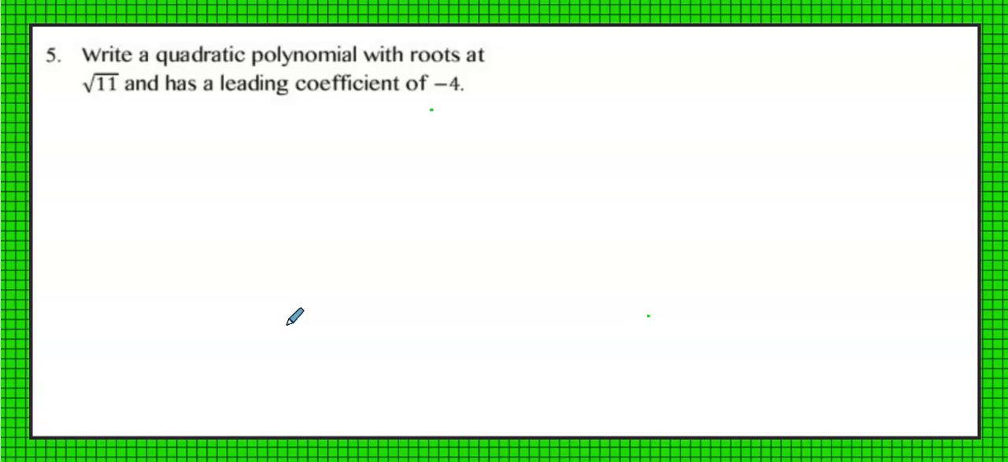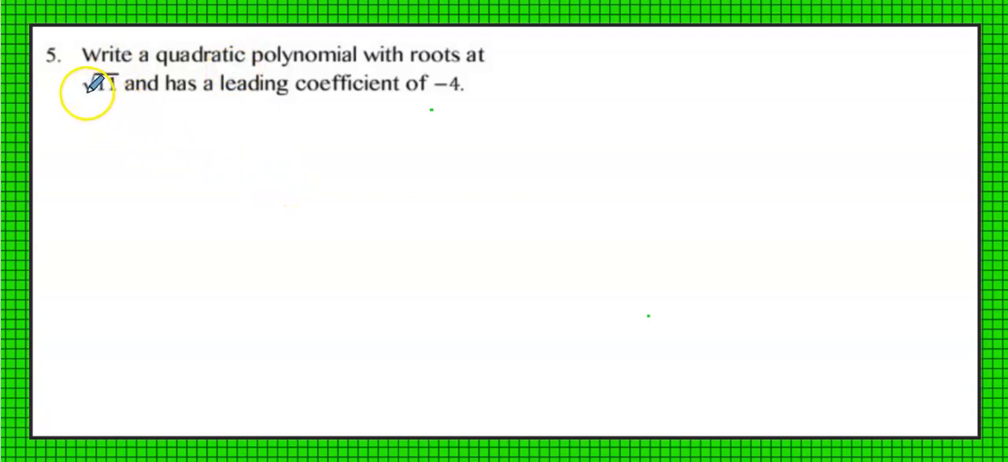and irrational roots. Okay, so number 5: write a quadratic polynomial with roots at square root of 11 and a leading coefficient of -4. So it tells us what the leading coefficient is. That's the a value. And it says it's quadratic. Do not get this confused with quartic. Quadratic means it needs to have a degree of 2.